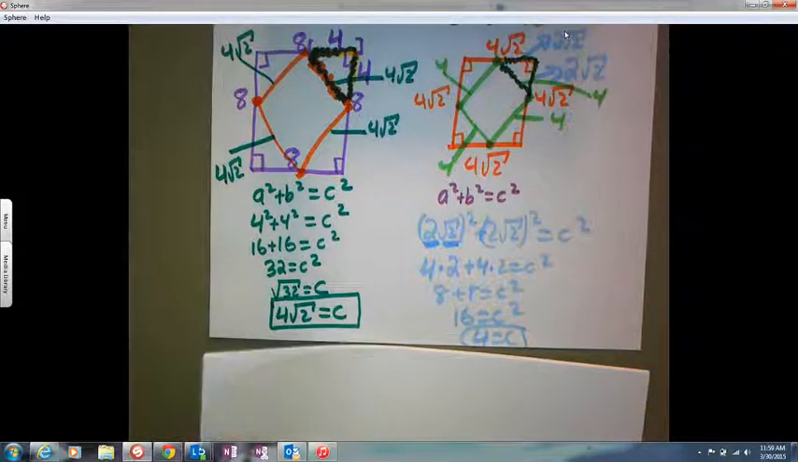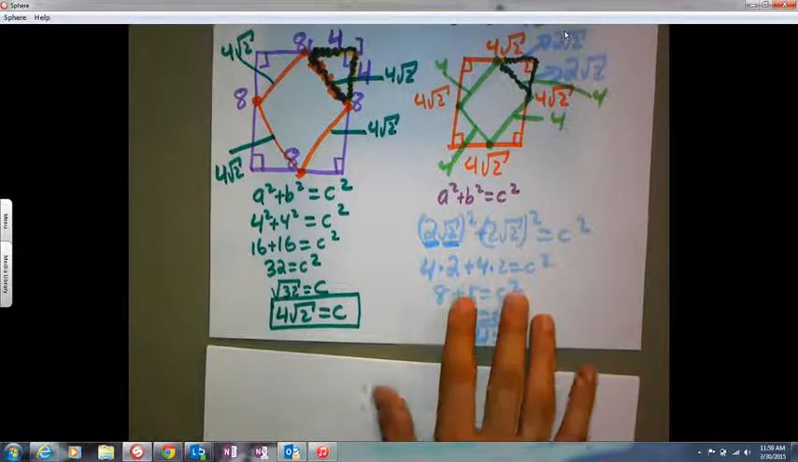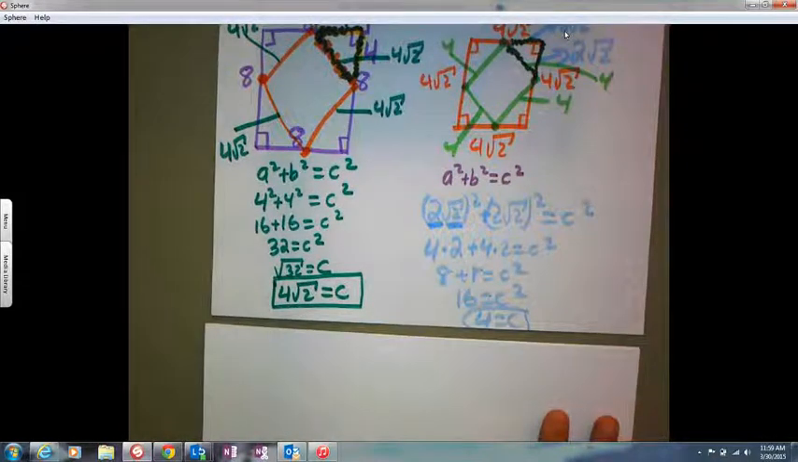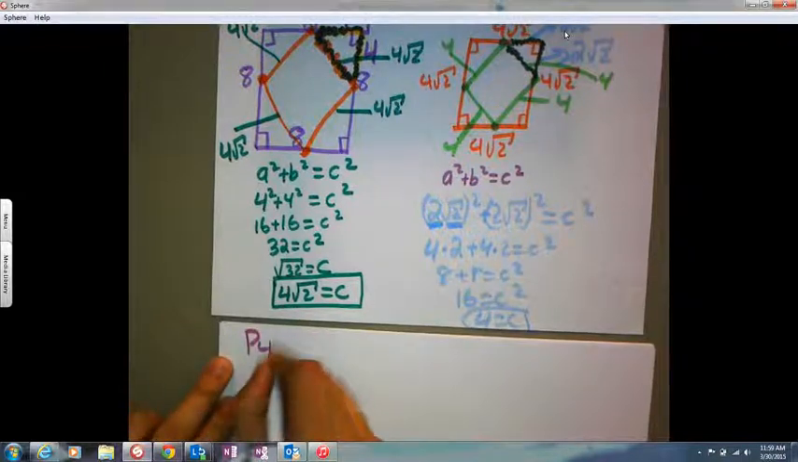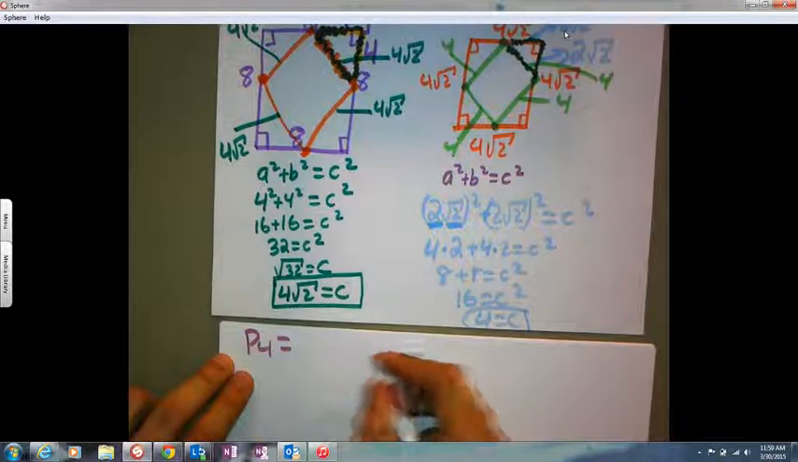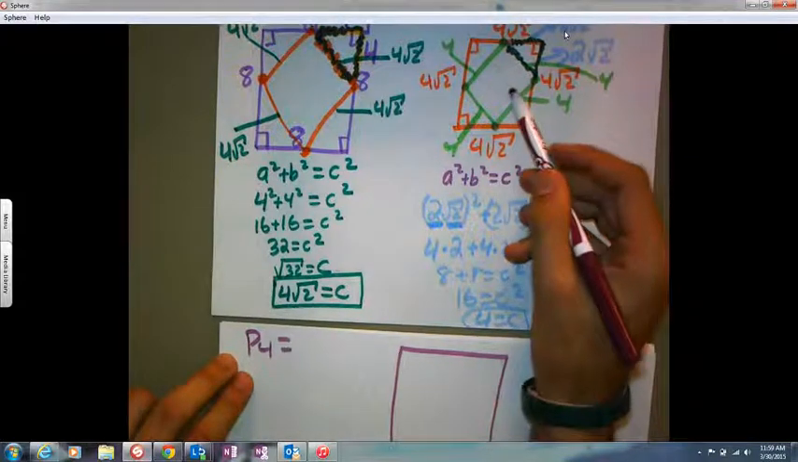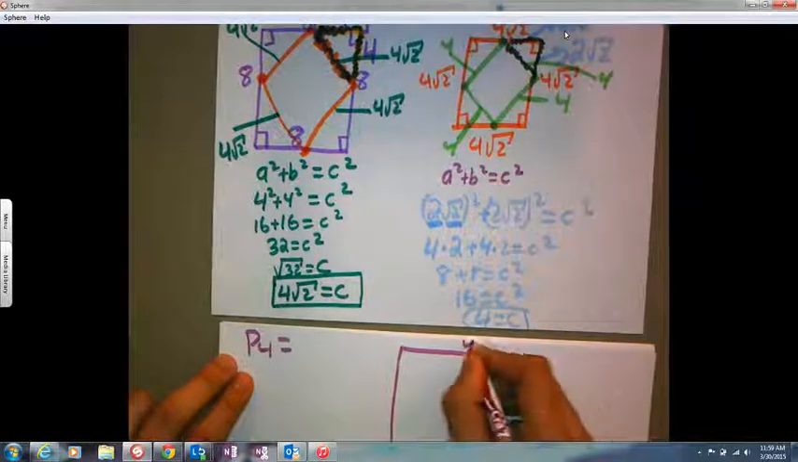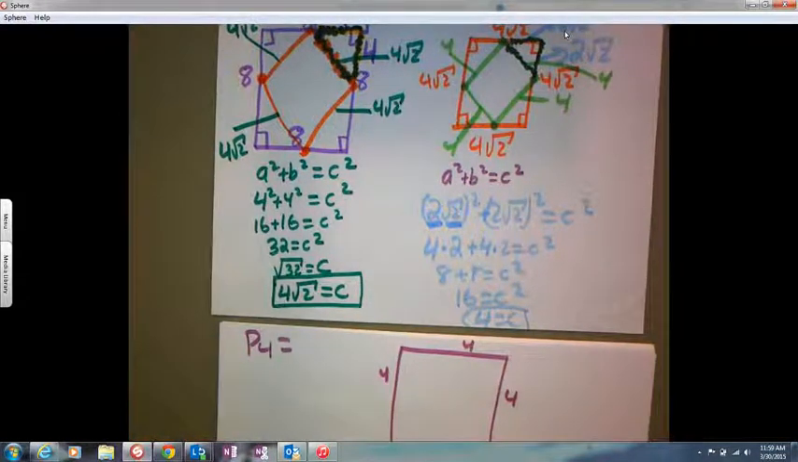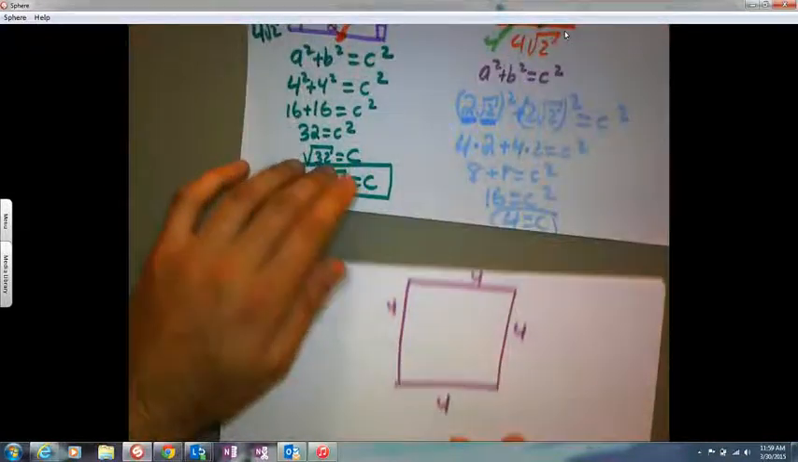So to get P4, I'm going to start by drawing, sorry, not triangle. I'm going to start by drawing square 3. And this is now the green one that was here. Each side was 4. And what we need to do is find the midpoints of these.